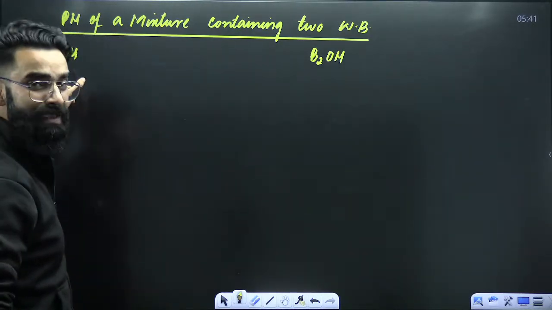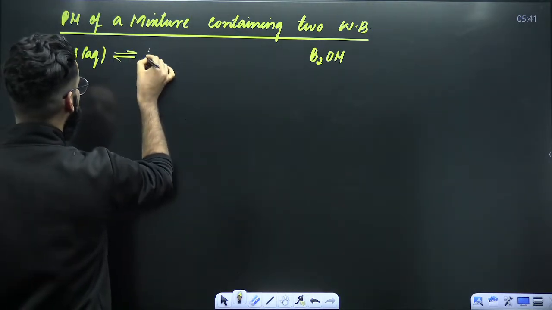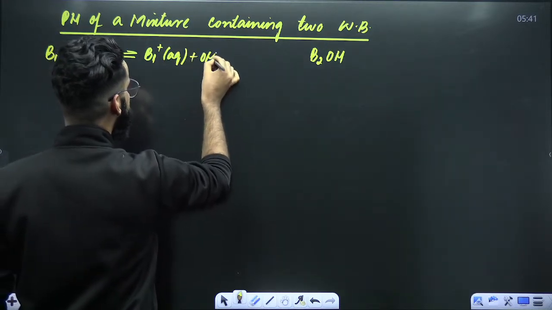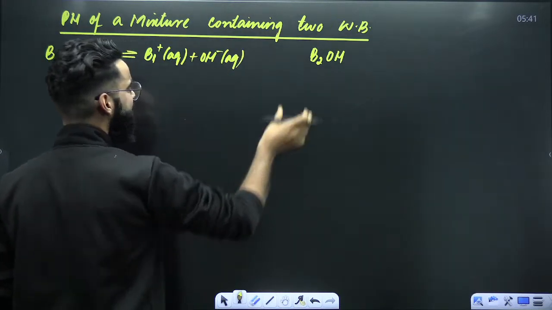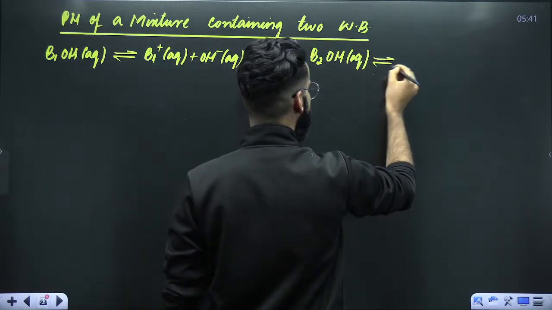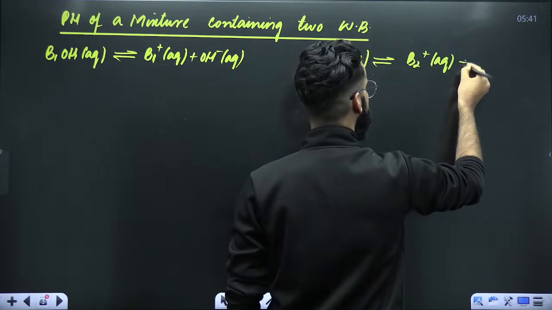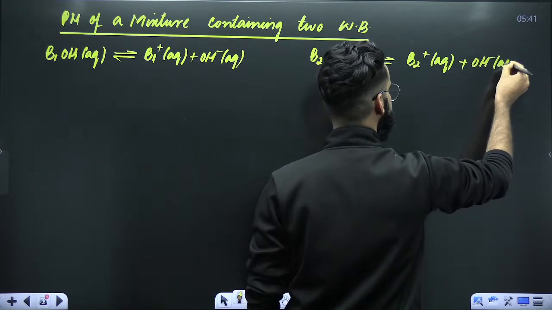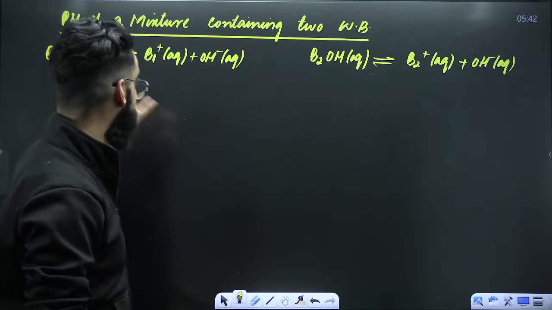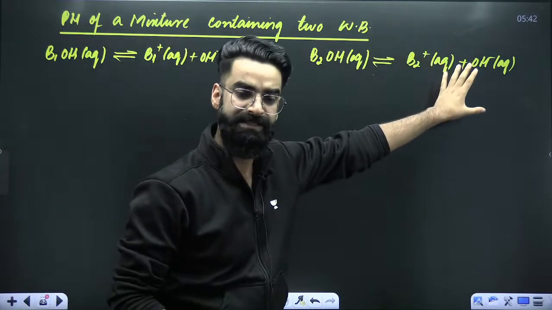Since this is the weak base, in the container it is going to remain in equilibrium with its ions. And its ions are B1 positive aqueous plus OH negative aqueous. Similarly, this particular weak base in the container is going to remain in equilibrium with its ions. And its ions are B2 positive aqueous plus OH negative aqueous. Right? Both these weak bases are present in the same container. This weak base is in equilibrium with its ions. This particular weak base is in equilibrium with its ions.